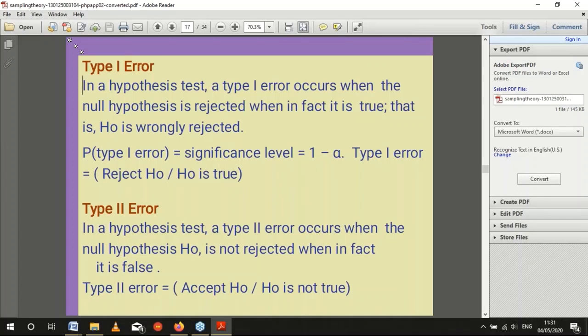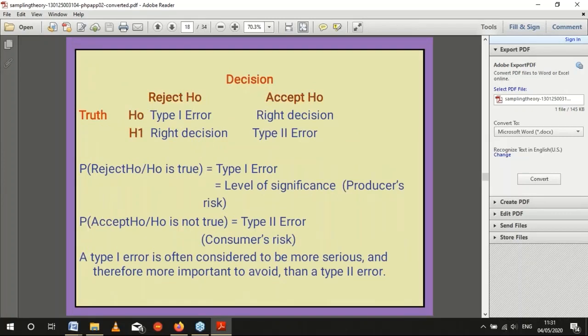Then the next one we're looking at here is the decision. Now let's look at this table, slide 18. We have the decision: reject H0, accept H0. Now for the truth, if H0 is true and you reject it, that is type 1 error, but if you accept it, it is the right decision. If there are no significant differences between them, then accepting it is the right decision. Now for H1, if there are differences between them and you accept H0, it is type 2 error. So we were able to establish that fact.